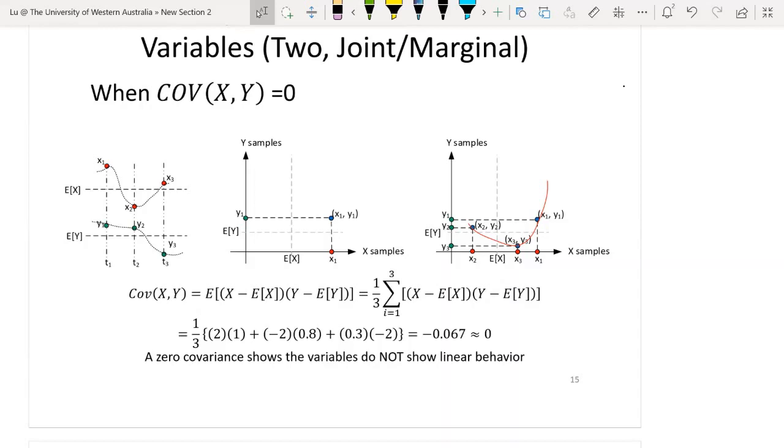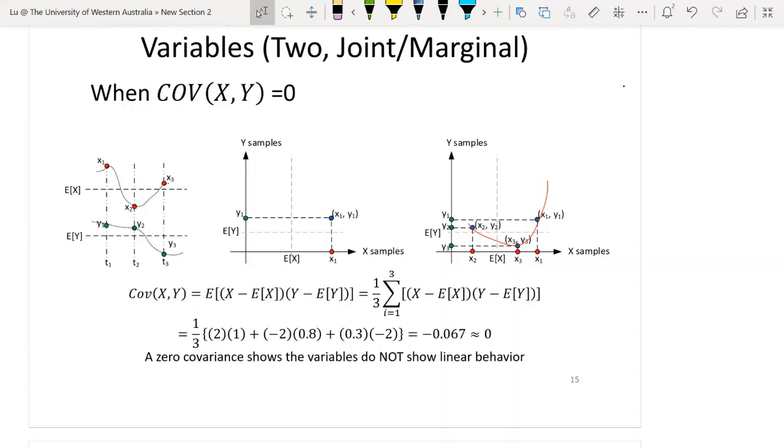And when we move on to the time t3, this time x3 goes back to the value above the mean of x, but y3 goes to the bottom, lower than the mean. In other words, from these two graphs, we are not able to really observe some kind of relationship between the values of x and y.